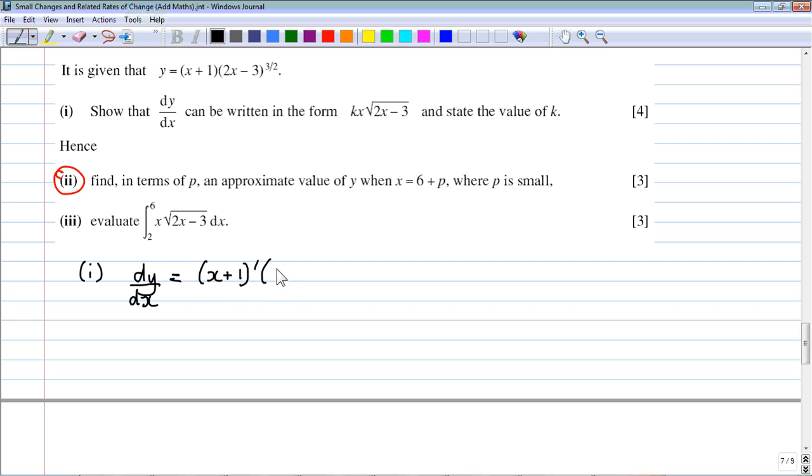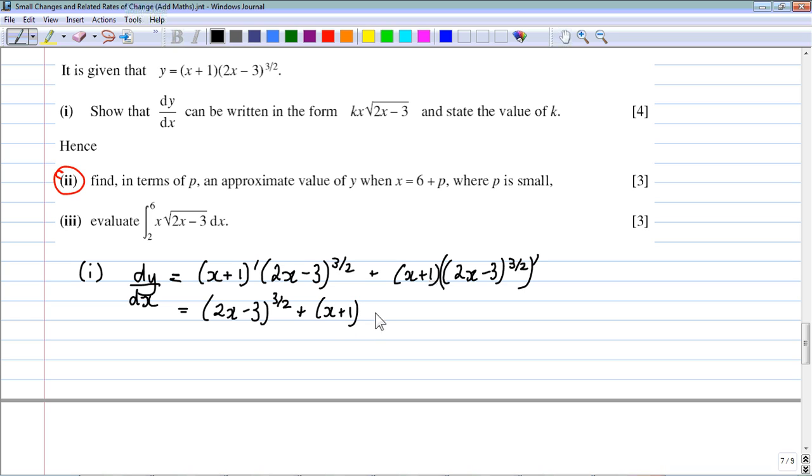The derivative of x plus 1 times 2x minus 3 to the 3 over 2, plus x plus 1 times the derivative of 2x minus 3 to the 3 over 2, equals 2x minus 3 to the 3 over 2 plus x plus 1 times, now we use the chain rule, 3 over 2 times 2 times 2x minus 3 to the 1/2.